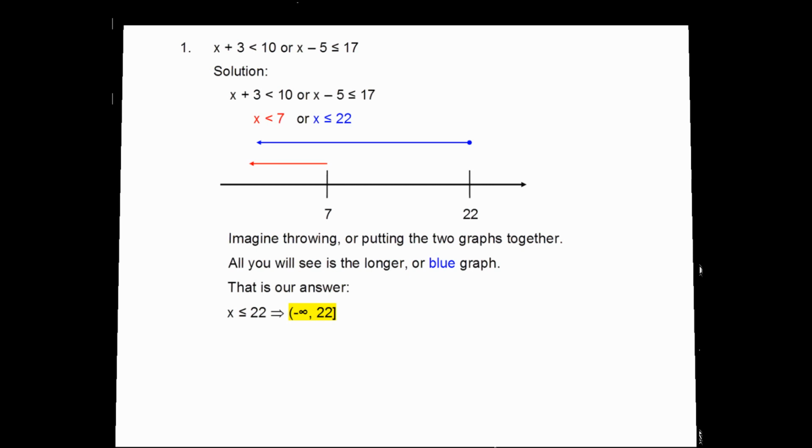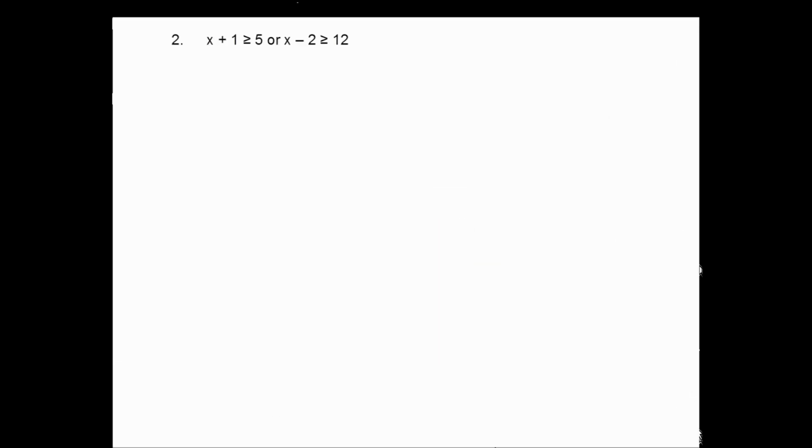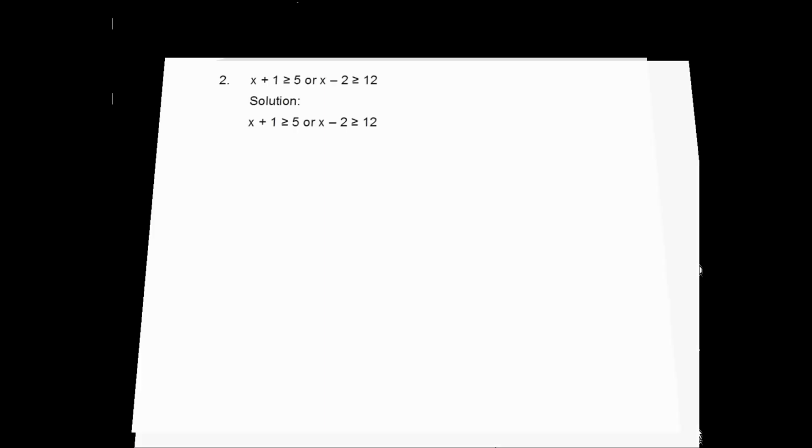Okay, let's try example 2. I have x plus 1 greater than or equal to 5, or x minus 2 greater than or equal to 12. Okay, neither inequality is difficult. For the left one, subtract 1. For the right one, add 2. I've got x is greater than or equal to 4, or x greater than or equal to 14. Now again, we graph each one. There's my x greater than or equal to 4. Okay, and x greater than or equal to 14 will be here.